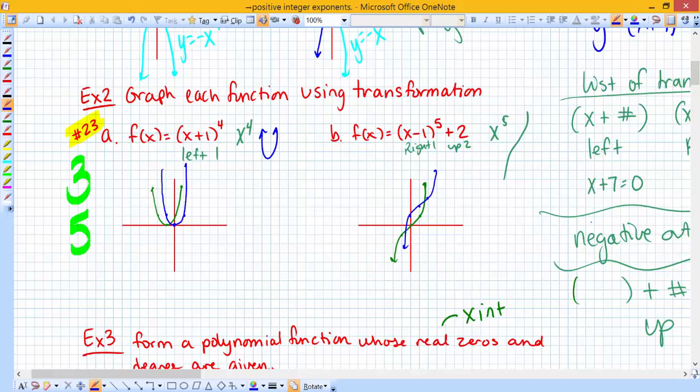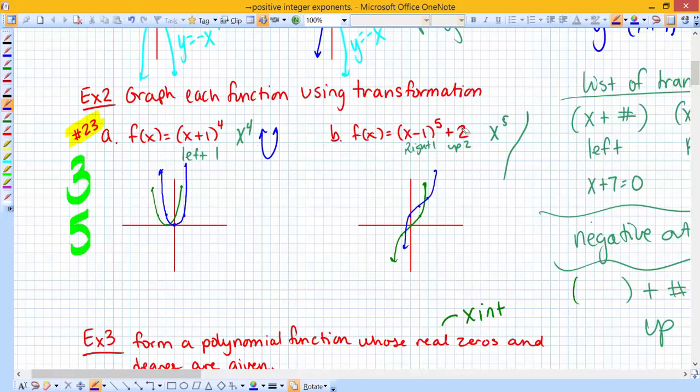So there would be my original, and then since my value is with the x inside the parentheses, that's a horizontal shift of left 1. So I just took that graph and moved it to the left 1. And then on B, we have a quintic graph here with the exponent of 5, and it has 2 shifts. I have a value inside with the x, so that's a right horizontal, and the value, that's the constant, is the vertical, so up 2.